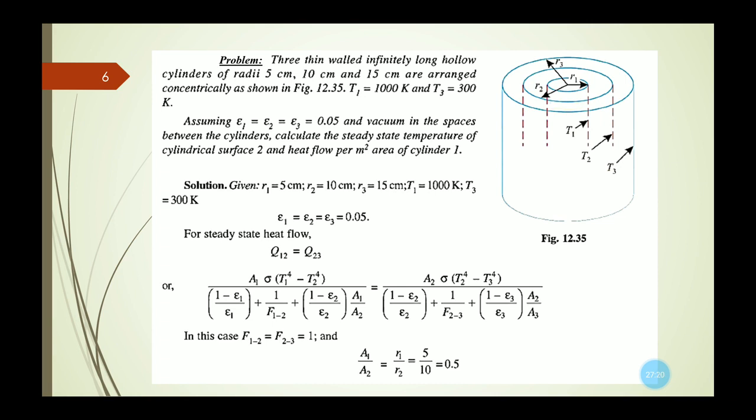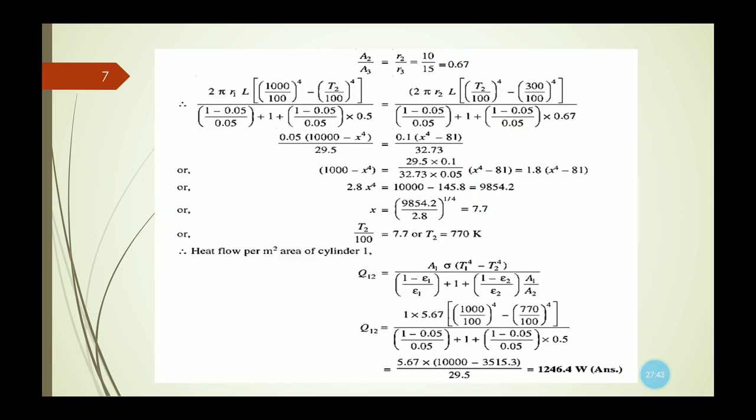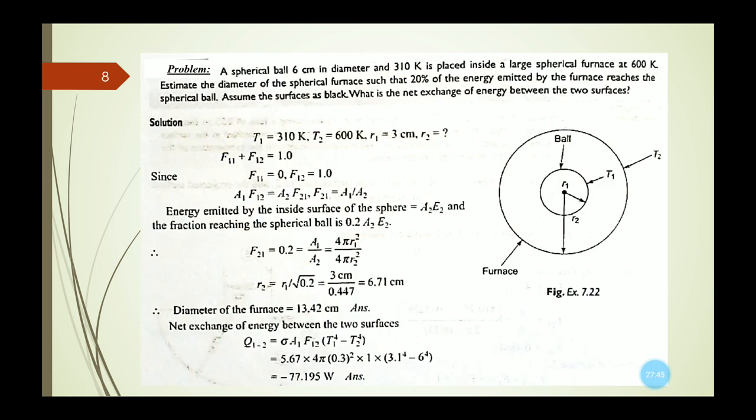So this is the procedure here in this numerical to calculate the temperature of the cylindrical surface 2 and the heat flow per meter square area of cylinder 1. So we need to remember this formula of radiation heat transfer for the cylindrical surface. So let us move to the next numerical.